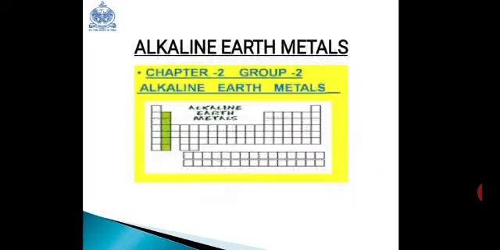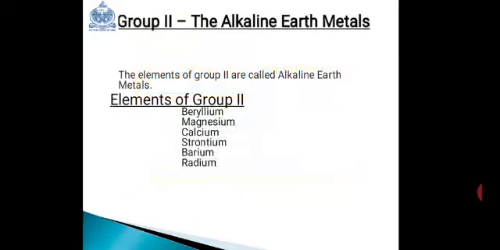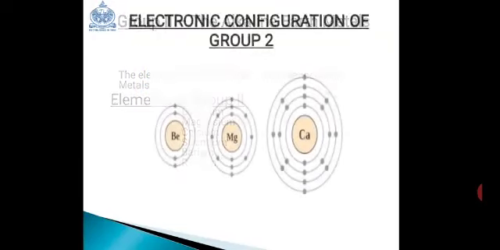Alkaline earth metals. You can see in that blank periodic table the green highlighted part is of the alkaline earth metals. These are elements of group 2. Their members are beryllium, magnesium, calcium, strontium, barium and radium. You can see the electronic configuration of group 2.